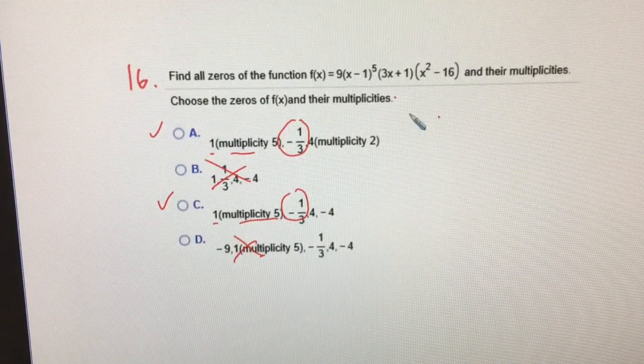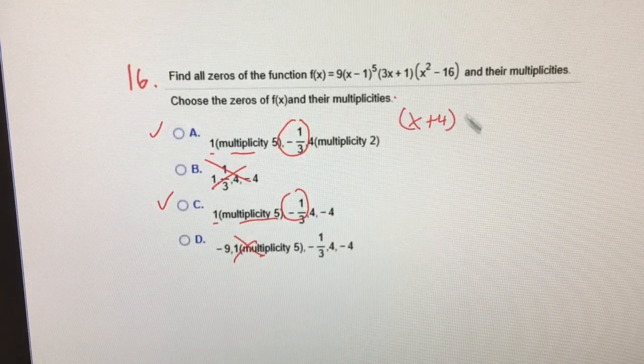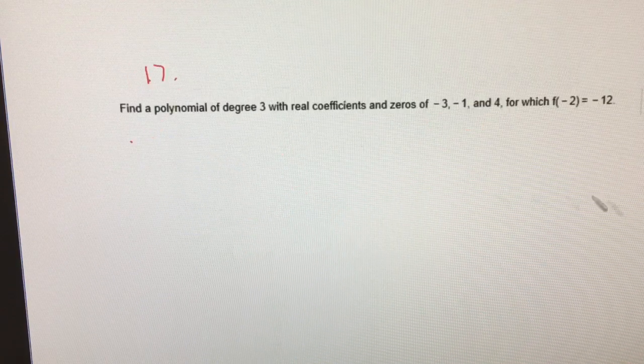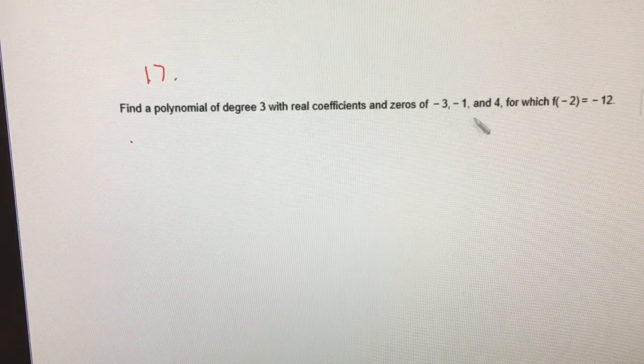No help. This, I can actually factor to x plus 4, x minus 4, and that's going to give me 2 zeros of plus or minus 4. So it is actually choice C. This one is a little difficult. I have to FOIL this out.